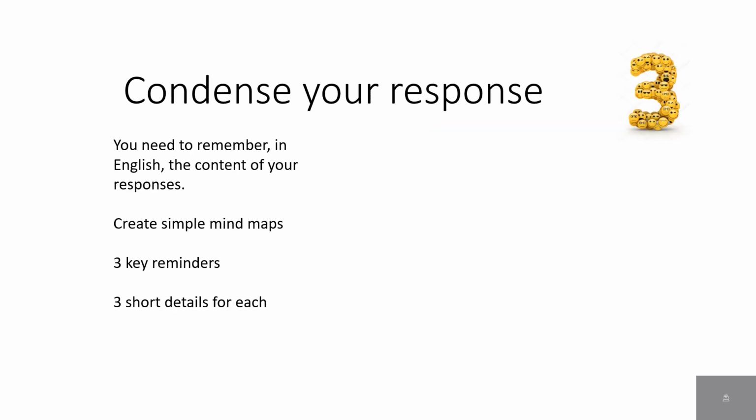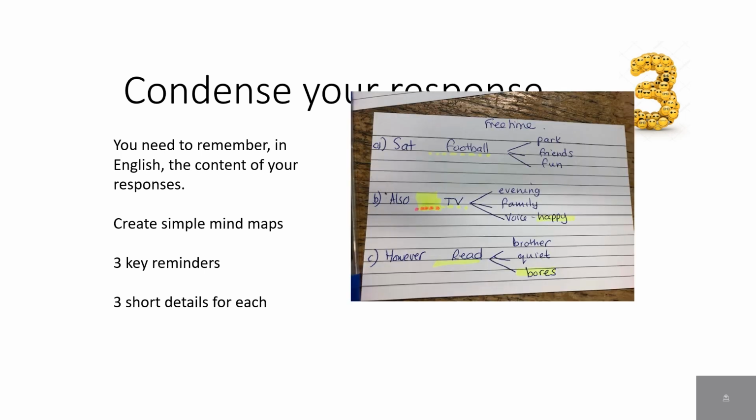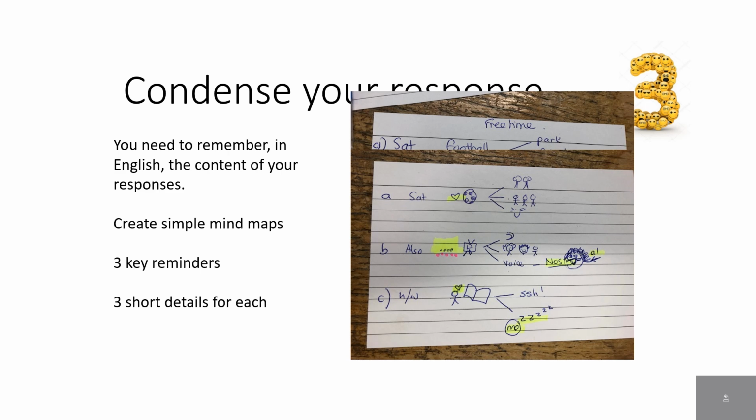One part of learning is for the students just to try to remember in English the content of what they want to say when they're asked on a particular topic. So once they've practiced their responses, they should give themselves a more condensed revision card just to trigger their memory. It might look like keywords like this, or even simple pictures like this.